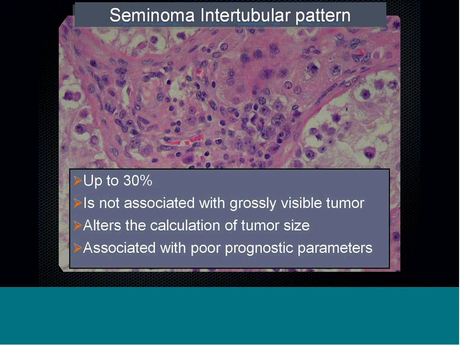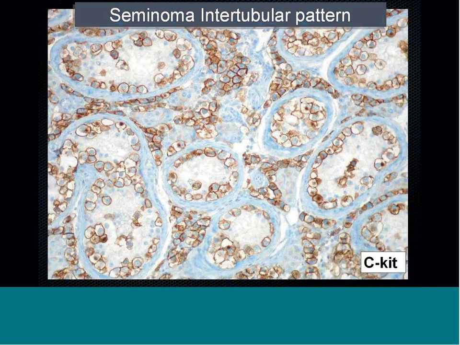A study showed that partial or complete presence of this pattern could be up to 30% of seminomas, and it may not be associated with a grossly visible tumor. What makes a difference is the calculation of tumor size. You have to pay attention, because it sometimes involves the entire testis with this pattern, and it's usually associated with more poor prognostic parameters. Immunostains are quite helpful in a case like this, where you can see KIT positivity, a positive immunostain for seminoma that highlights all intertubular germ cell neoplasia and cells between the tubules in the form of nests and single cells.